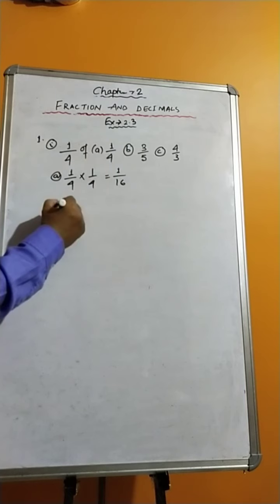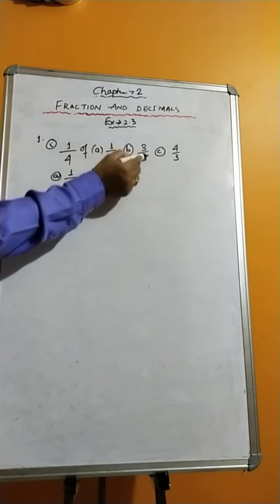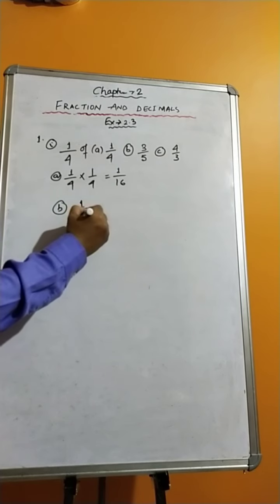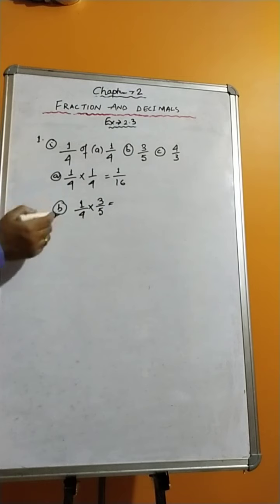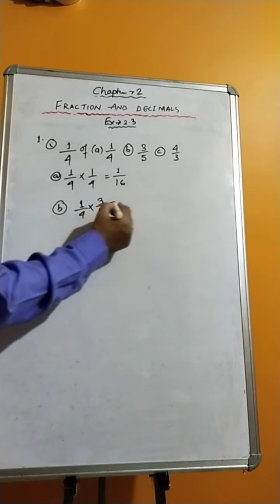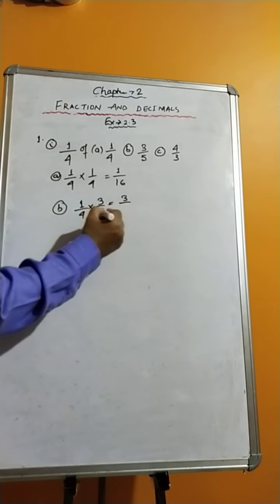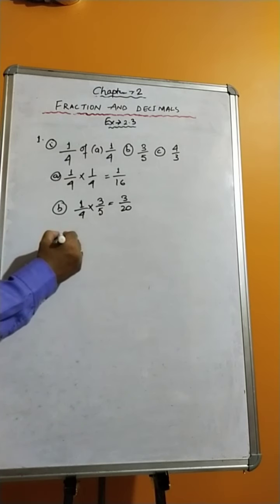Let's move on to sum number B then. Sum number B would be, again we have to multiply 1 by 4 with 3 by 5. 1 by 4 into 3 by 5. Again we see that no number can be reduced. So simply we will multiply numerator with numerator and denominator with denominator. That is 1 into 3 is 3 and 4 into 5 is 20. This is the required answer of sum number B.